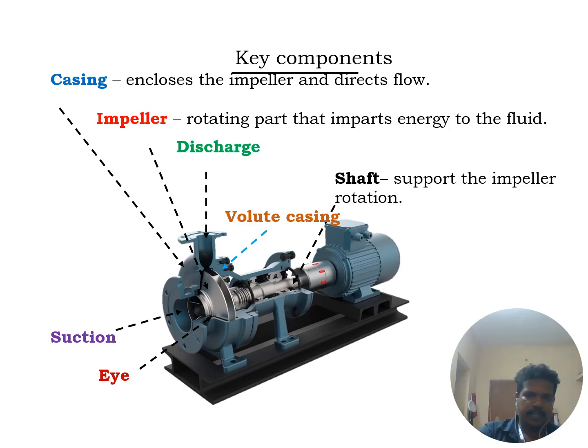The shaft connects the pump to the motor. This connection must be properly aligned either horizontally or vertically to ensure smooth operation and balance. Now let's move forward.